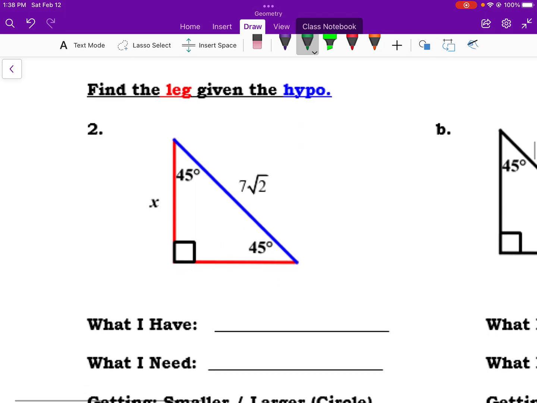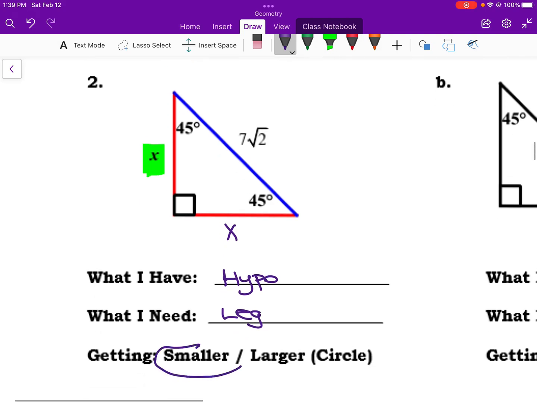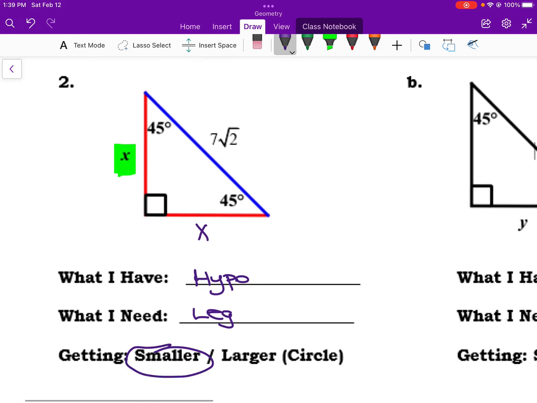Okay, now we're going the opposite direction. We're going to find the leg given the hypotenuse. Okay, notice that they're already setting us up with the x dynamic. So we could just keep it as x, and so forth. But in this case, we have the hypotenuse and we want the leg. So now we're working backward. We know we're getting smaller if we go from a longer side to a shorter side.